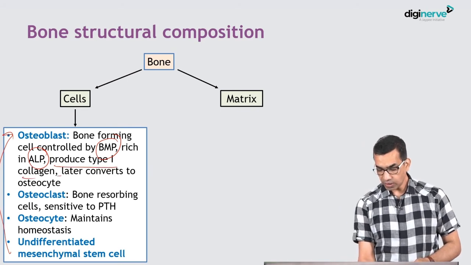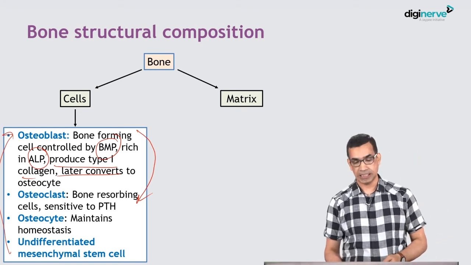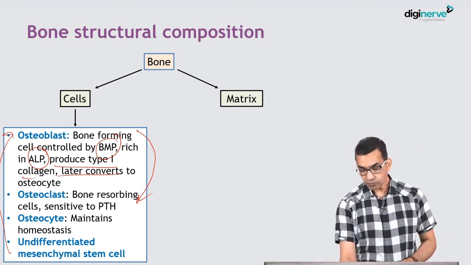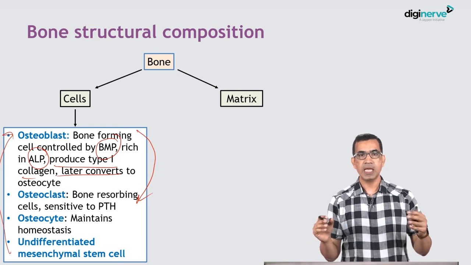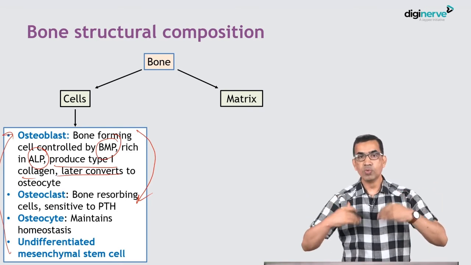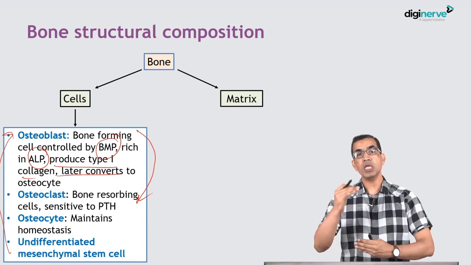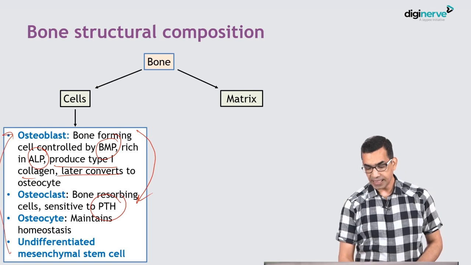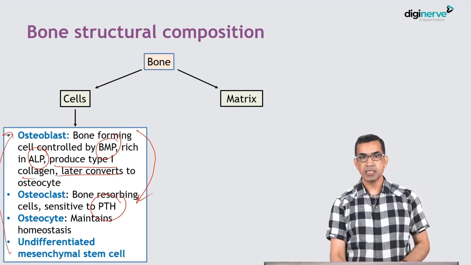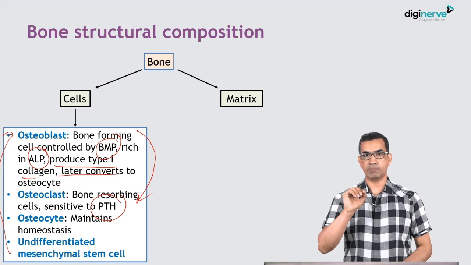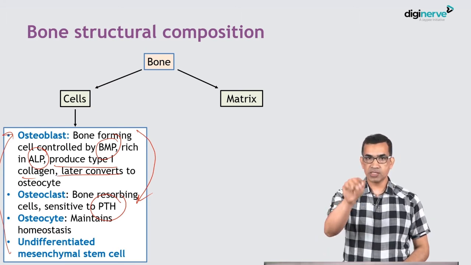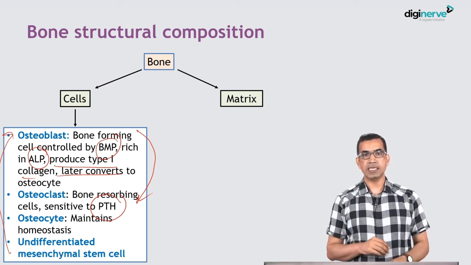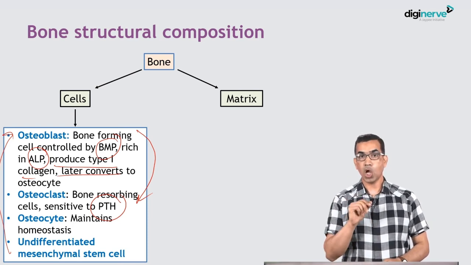It produces type 1 collagen and later, after its activity, an osteoblast gets converted into an osteocyte. What is an osteoclast? Osteoclast is a bone resorbing cell and these two cells are extremely important. One removes and one forms. It is important for the normal remodeling process of the bone. Osteoclast is very sensitive to PTH. PTH is parathormone, meaning whenever the parathormone levels are high in the body, they stimulate the osteoclast and the osteoclast starts removing the bone. This is seen in hyperparathyroidism, or a situation where there is hypocalcemia.